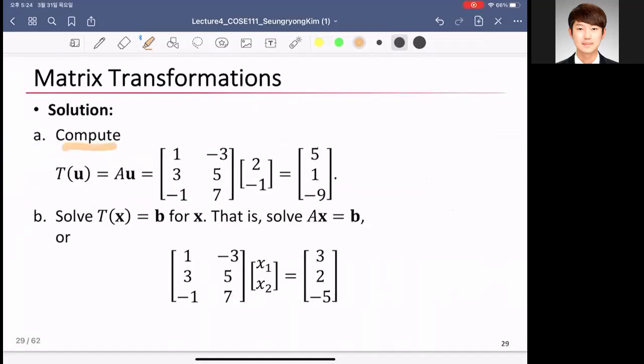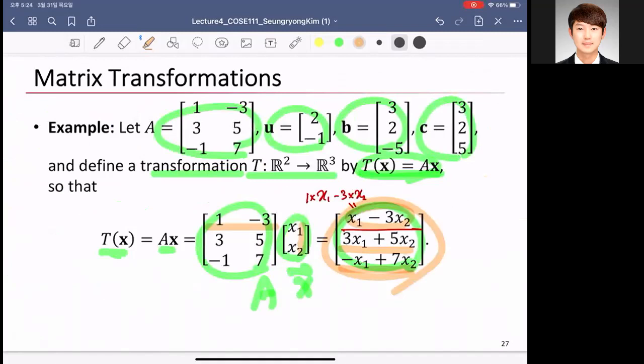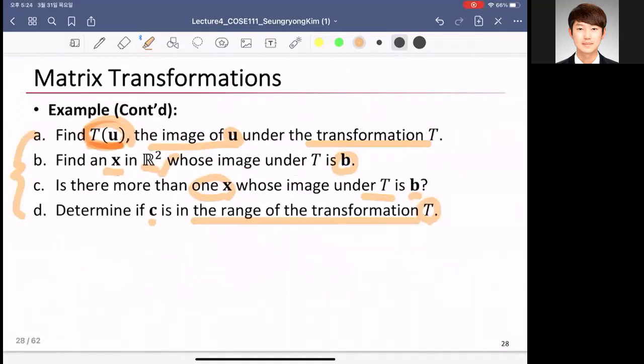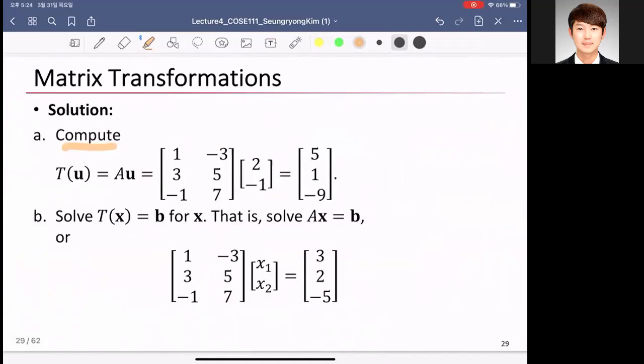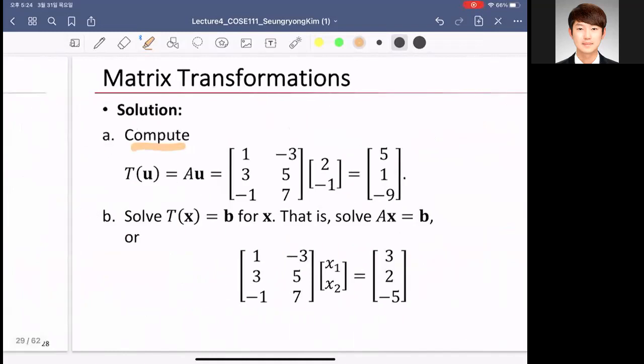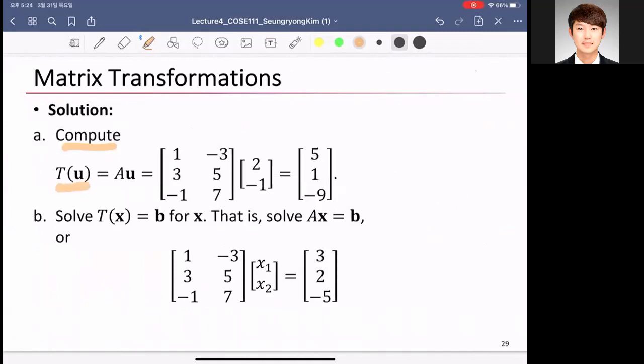So first of all, the first question is to find T(u). 그렇죠? Find T(u), Ax를 푸는 거죠. So this is Ax, so Au. 미안해요. Image of u니까 T(u) is equal to Au. So A looks like this, u looks like this, so our Au is going to look like this.